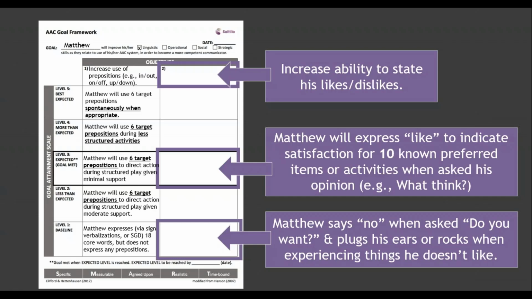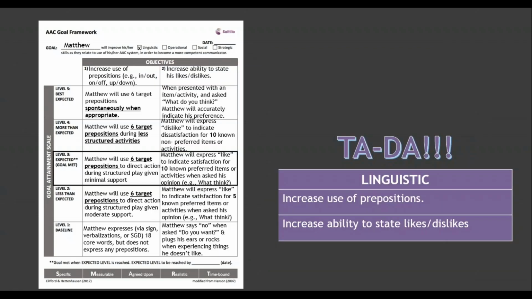And then we can go to level 3, which is our goal for the timeline that we have. And Matthew will express like to indicate satisfaction for 10 known preferred items or activities when asked his opinion. So like a what do you think question. And then you could continue to think through the other 2 levels. And again, those levels help to show the subtle progress, the intermediate changes in between the larger goals.